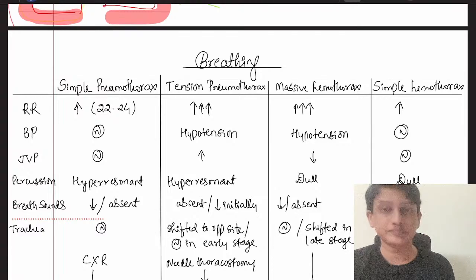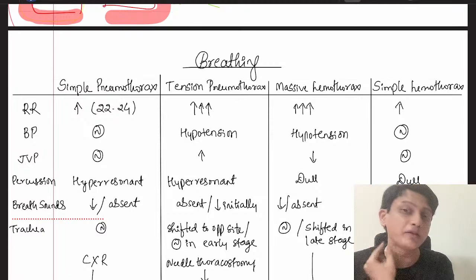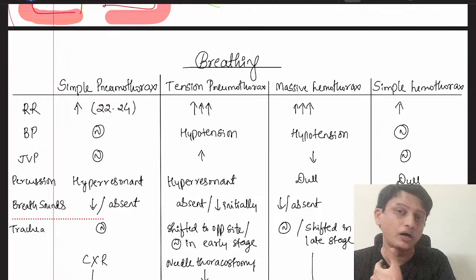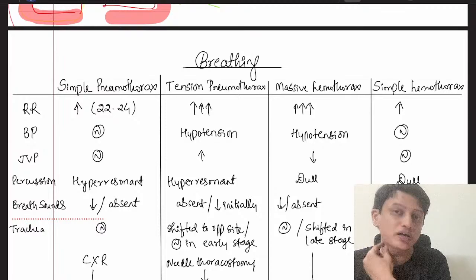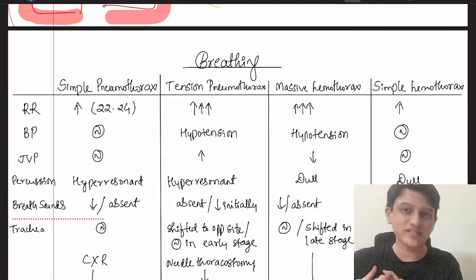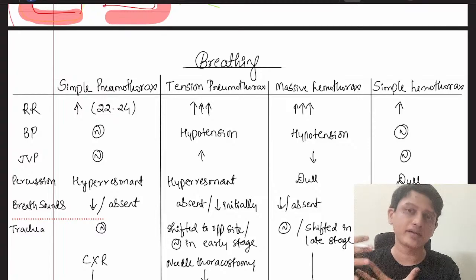What is JVP? Jugular venous pressure. You know, there is a big vein which drains all the head and neck. It's called the jugular vein, correct? We look at the jugular venous pressure because if something is compressed here, the veins will get dilated, right? There is obstruction distally, so the proximal part gets swollen up.